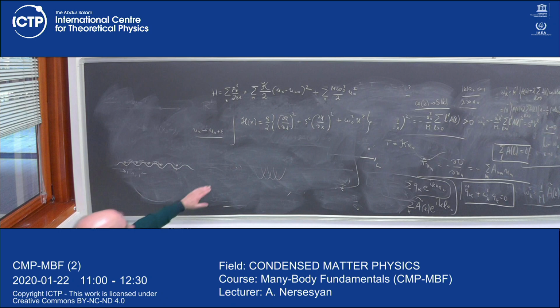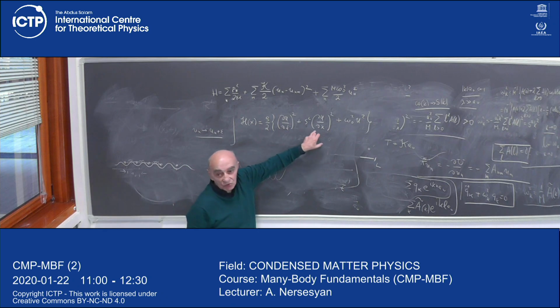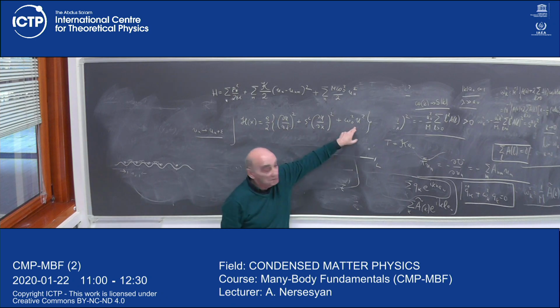The previous Hamiltonian did not depend on u. It depended only on the derivatives. So therefore, the previous Hamiltonian was invariant under shifting u. It was not u dependent. It only depended on the derivatives. And now you got the dependence on u.